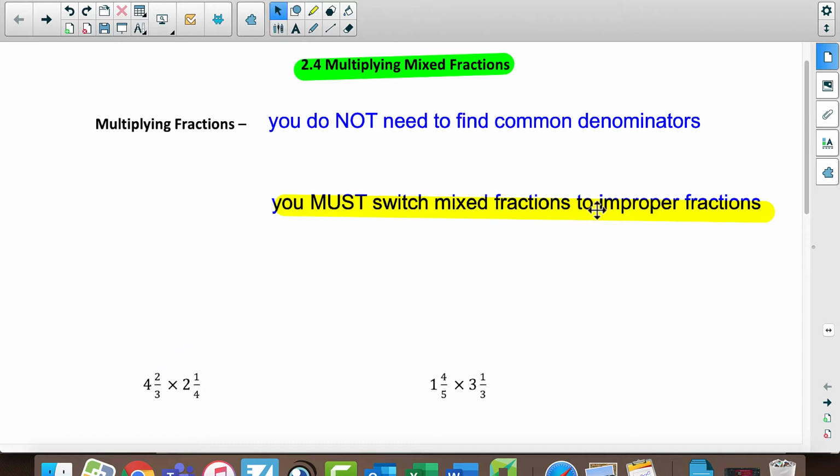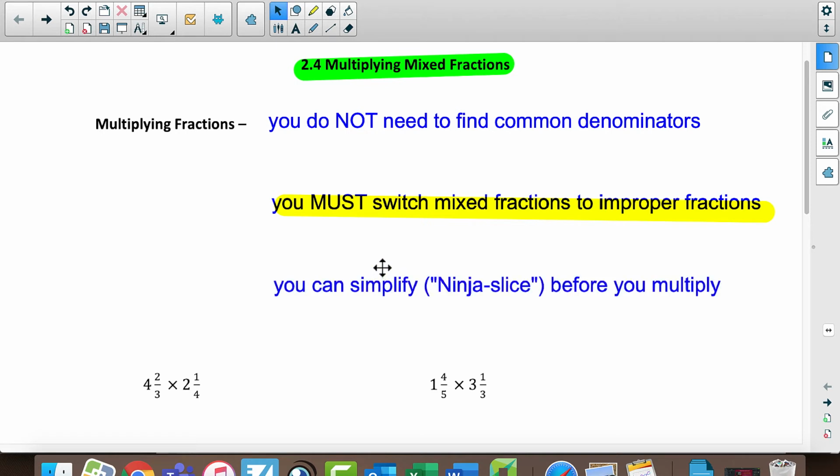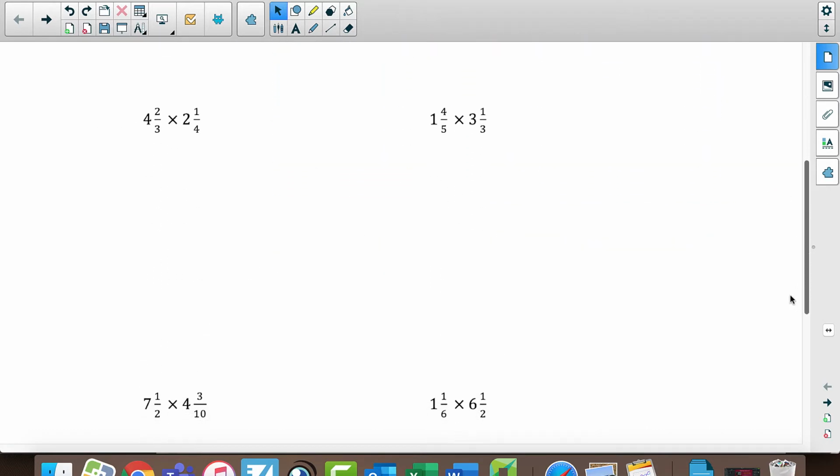We'll switch all our mixed fractions to improper. And then remember, you can ninja slice before you multiply. Don't do it right away. Do it once you've switched to improper. Alright, so I think I'll get the hang of this. I probably have way too many examples here. Feel free to skip to some harder ones or whatever you want.